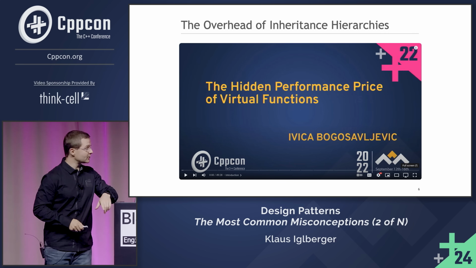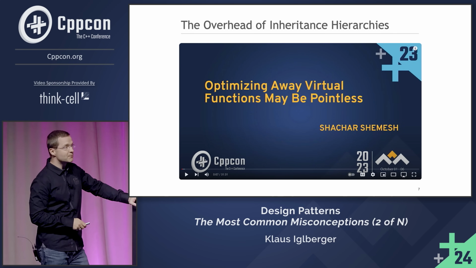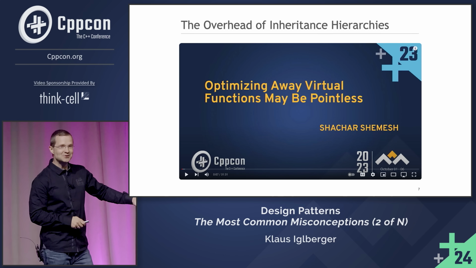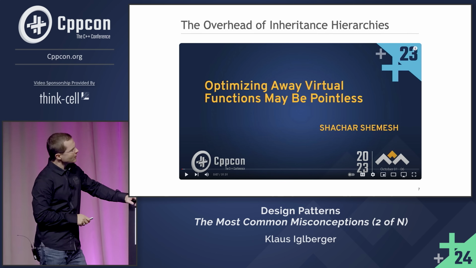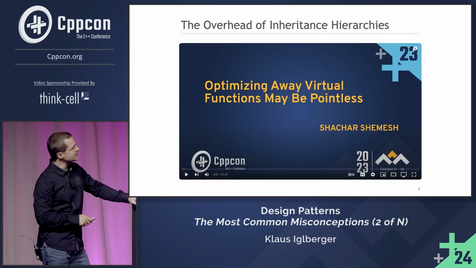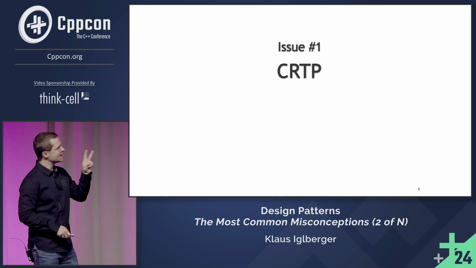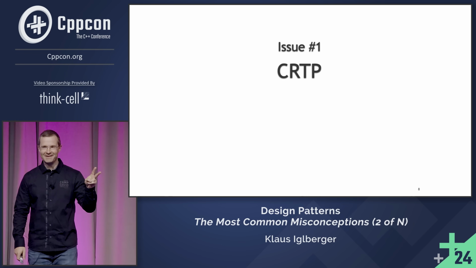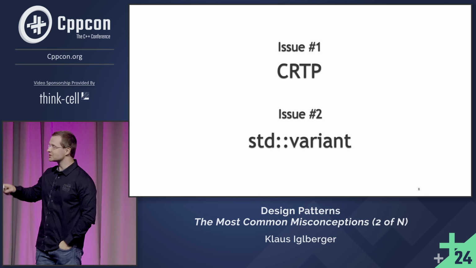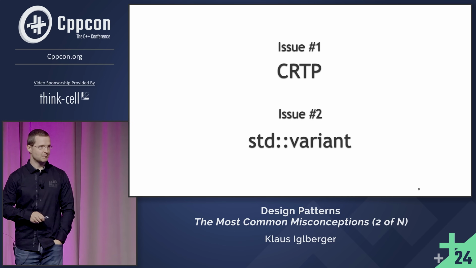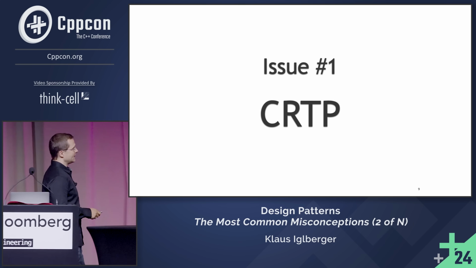But then the year after, Sasha actually talked about how optimizing virtual functions may be pointless. Wow, and now I'm super proud to actually chime into this battle, but from a slightly different point of view. I want to take a look at this a little more from a design perspective. So I will talk about 2 things. I'm going to talk about CRTP, yes, one of our most beloved abbreviations, and I'm going to talk about std::variant specifically. Good, so let's jump right into CRTP.